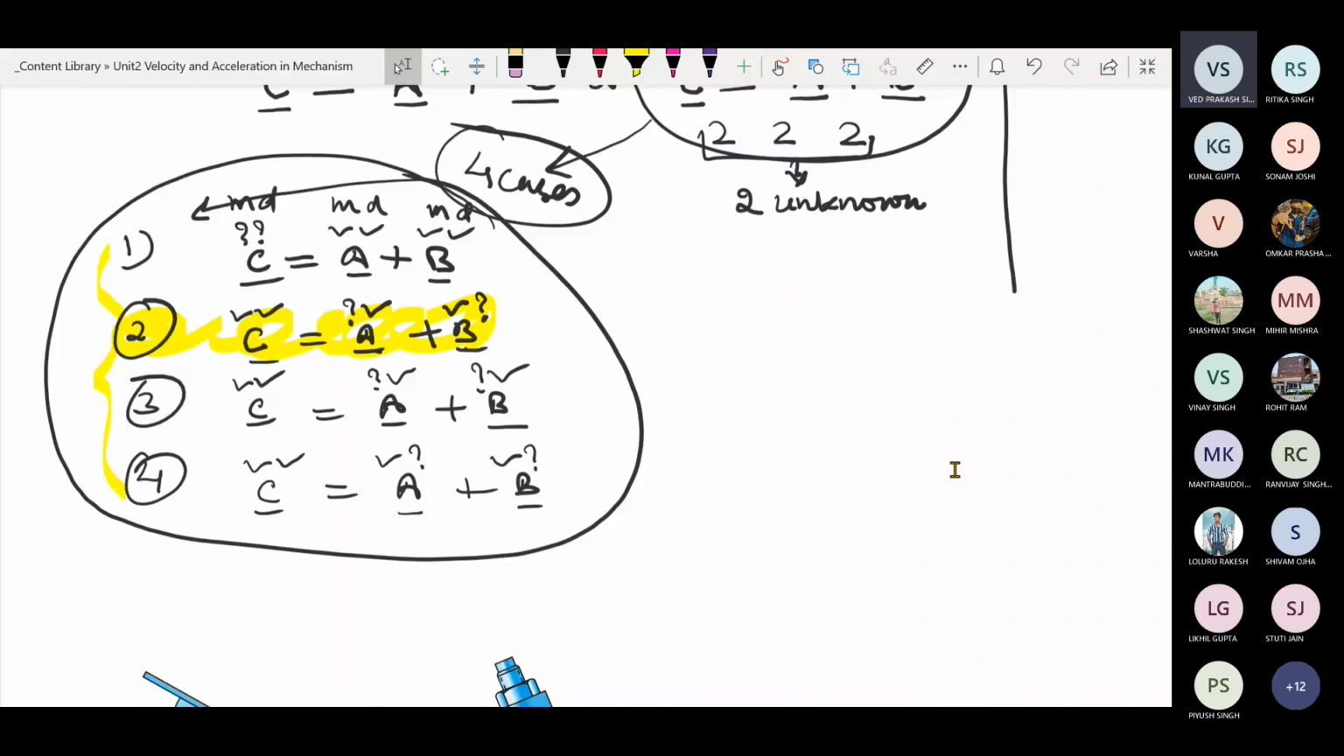Now the second one, you see the vector C is known to you. Okay, let me say that vector C is something like this one. This is vector C. For vector A, direction is known to us. Direction means I will say that for vector A, this is the direction, vertical, upward. Okay, that direction is known to you. And for B, what is known? Magnitude. Okay, so for B, magnitude is known, and for A, direction is known.